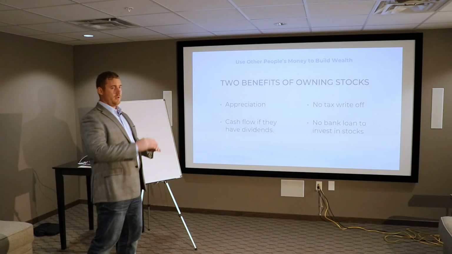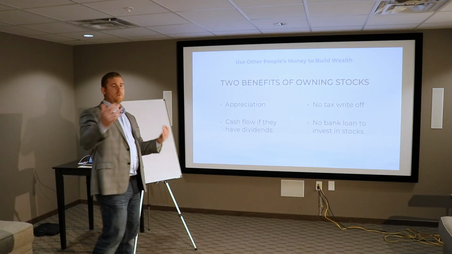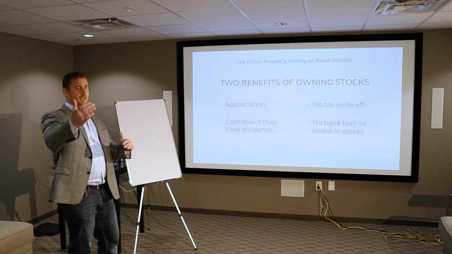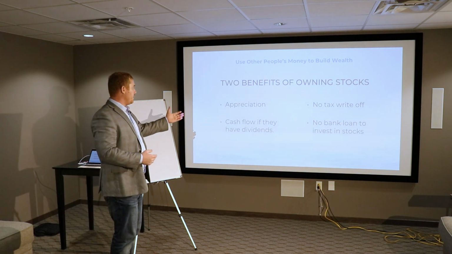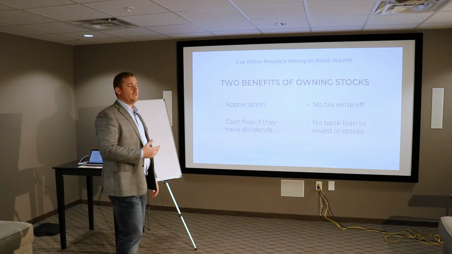We're recording this in October of 2018, and the stock market has just fallen off a cliff and wiped out all the gains pretty much for 2018. So appreciation, of course, you hope it goes up. But anyway, that's when you make money in the stock market. You buy it at $1, you sell it at 10. The second way you make money is with cash flow if the stock has dividends.